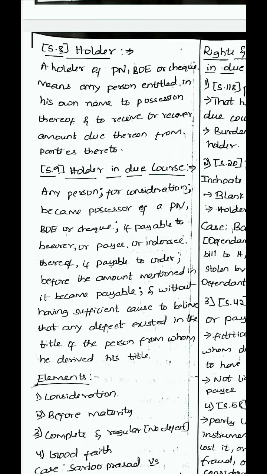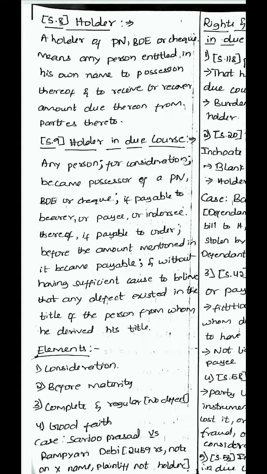He is the holder. The next is section 9, holder in due course. So holder in due course means he is the original owner. He is not a fake owner of that instrument. So that is the difference between a holder and a holder in due course, because the instrument can be taken by theft also, right?